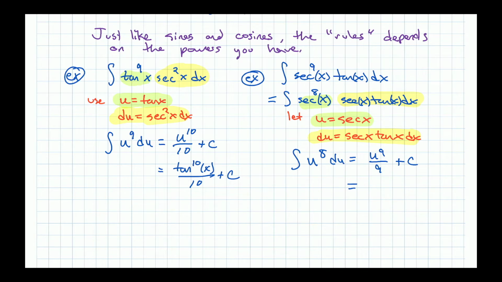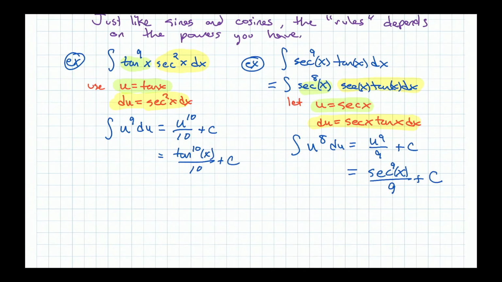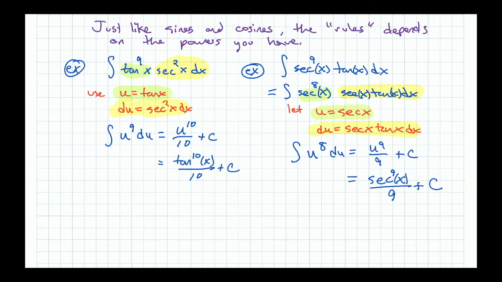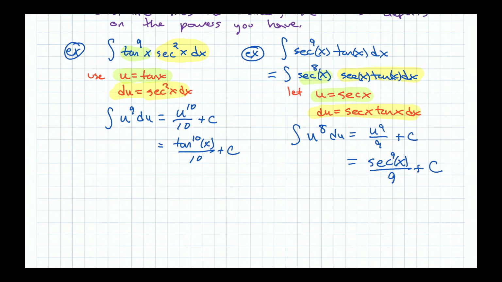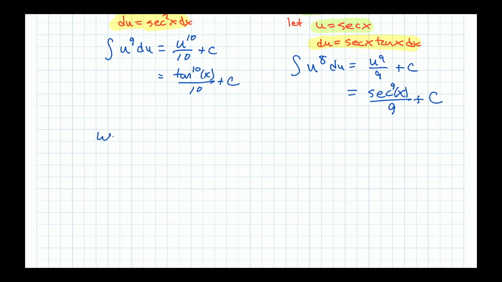And u is secant now, so you have secant to the ninth x over 9 plus c. So it was harder than the previous one, but only just barely harder. Okay, and those are relatively easy. Now the thing is that what we want to do is basically for secants and tangents, we want to recognize when we can do it either the way on the left or the way on the right. So we want to recognize that.